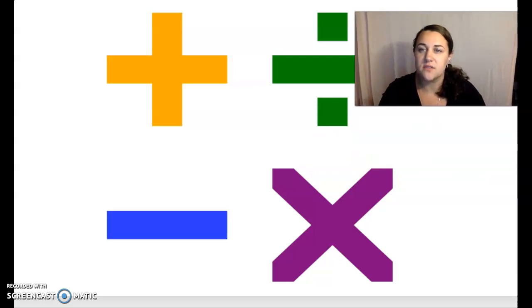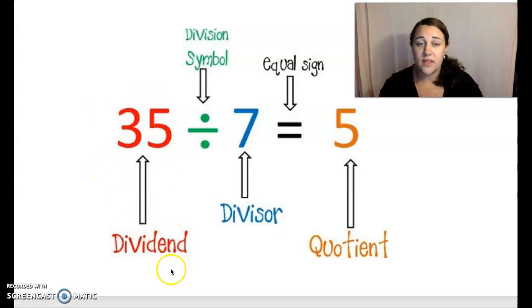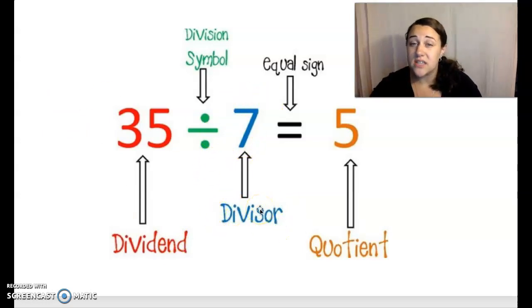Alright, so let's look at a division problem. This division problem right here is 35 divided by 7 equals 5. As soon as I see the symbol, I know I have to divide into equal groups. The first number, the bigger number, is called the dividend. This is the number that needs to be divided. If you take away the end, it kind of looks like the word divided. The second number, the divisor, is the one that's actually doing the dividing. This is how many groups we need.